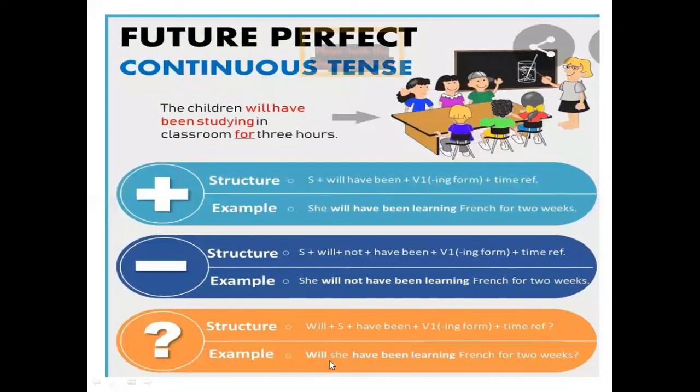Example, will she have been learning French for 2 weeks? It means will is a helping verb we are using at the start of a sentence. She have been learning is the first form of the verb with ing, then French for 2 weeks. For 2 weeks is the time reference. Now, sign of interrogation is compulsory to use at the end of a sentence.